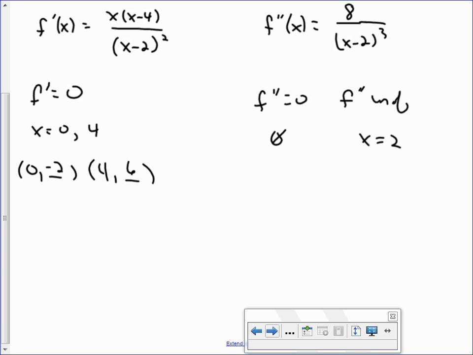All right, f double prime equals 0 is nowhere, and f double prime is undefined at x equals 2. Oops, I forgot that over here: f prime is undefined at x equals 2, because we've got that vertical asymptote. So that's going to show us all of them. Okay, I'm going to do my interval test.